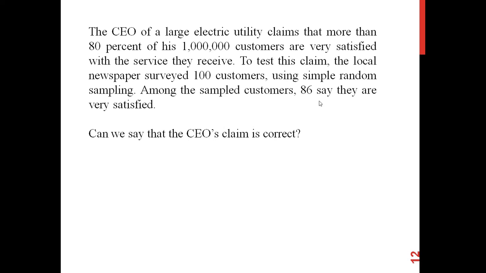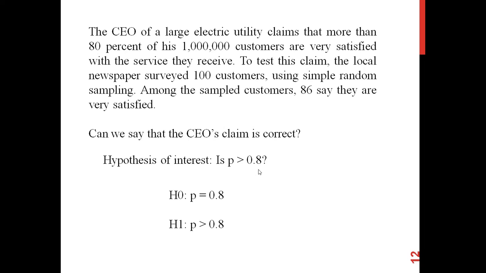The CEO is claiming that at least 80% of my customers are very happy. What happens in this particular sample? So we want to check whether P is greater than 0.8. That is my hypothesis of interest. So we would take the null hypothesis to be P equal to 0.8 and the alternative hypothesis as P greater than 0.8, because my interest is in proving that P is greater than 0.8.